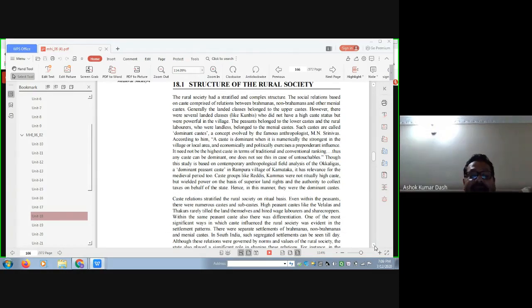So here, what we find is that there were different castes, different types of people in the village, and their social position was determined by their holding of lands. And sometimes those who were not so high caste, but held land, were also powerful. They also fit in the structural framework of the village society. In this way, we find the remark of the famous anthropologist M.N. Srinivas, who says that a caste is dominant when it is numerically the strongest in the village or local area.